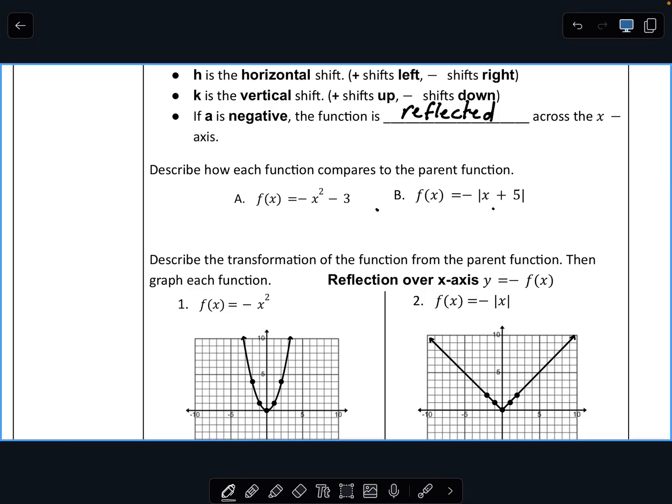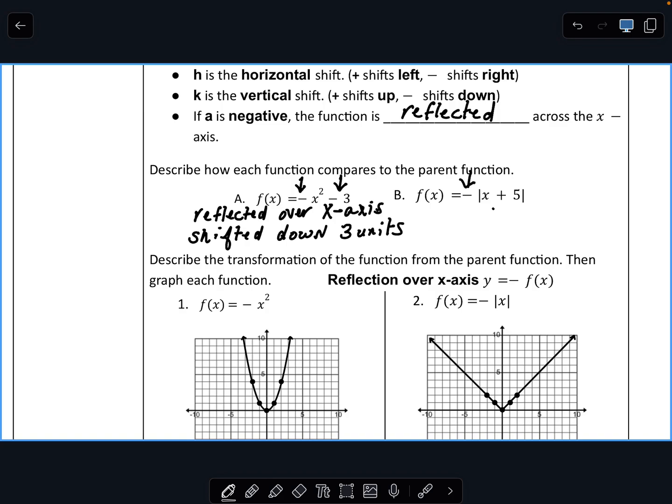All right, so let's look at some examples. F of x equals negative x squared minus 3. So what transformations have happened? Well, we have a negative a, which would be it's reflected, and we also have shifted with the k down 3. So we have reflected over the x-axis, and we have shifted down 3 units.